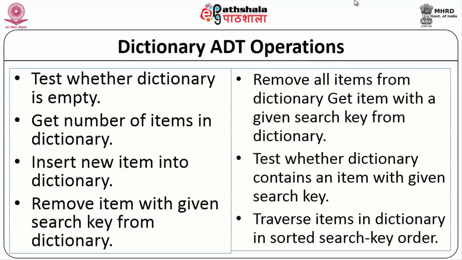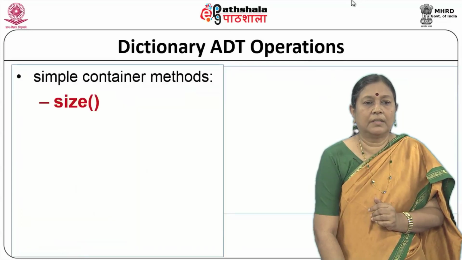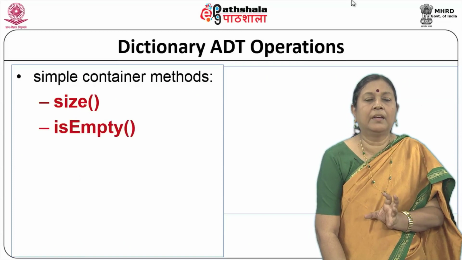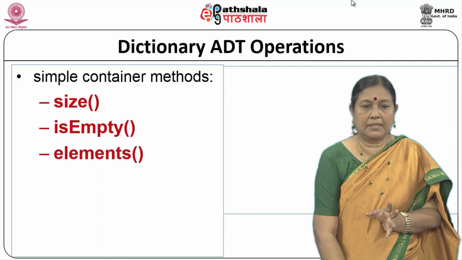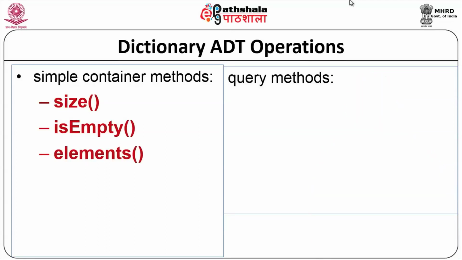So, you can see that the operations are a little different. Test whether the dictionary is empty is the same, number of items is the same, insertion is the same, but everything is with respect to the key. Remove all items from the dictionary, get an item, test whether the item is there and traverse in sorted order. These are typical operations. With these in mind we can define the simple container methods: size, is empty, elements. You are trying to find the number of elements in the dictionary, whether the dictionary is empty, and you can get all the elements of the dictionary.